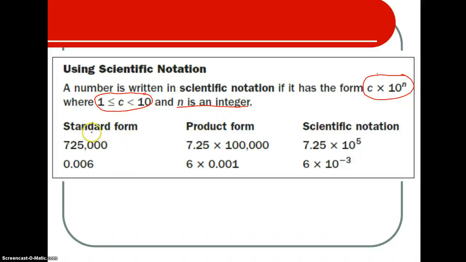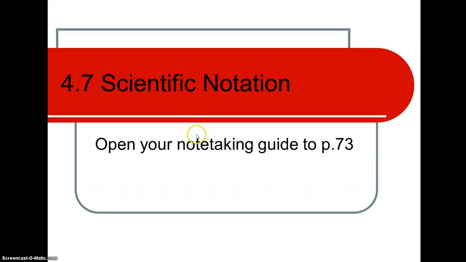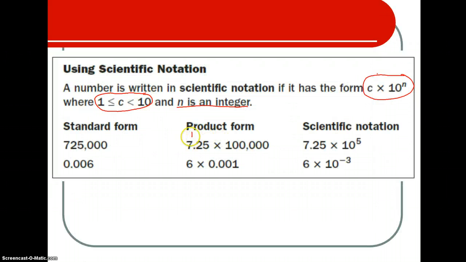Standard form is the way that we normally write numbers, like 725,000 or 6 thousandths. Product form is making it into a decimal, so again this is between 1 and less than 10, and multiplying it by the place value. Scientific notation for 725,000 would be 7.25, again between 1 and less than 10, times 10, it's always to a power of 10, to the 5th power. 6 thousandths, in scientific notation, would be 6 times 10 to the negative 3rd.